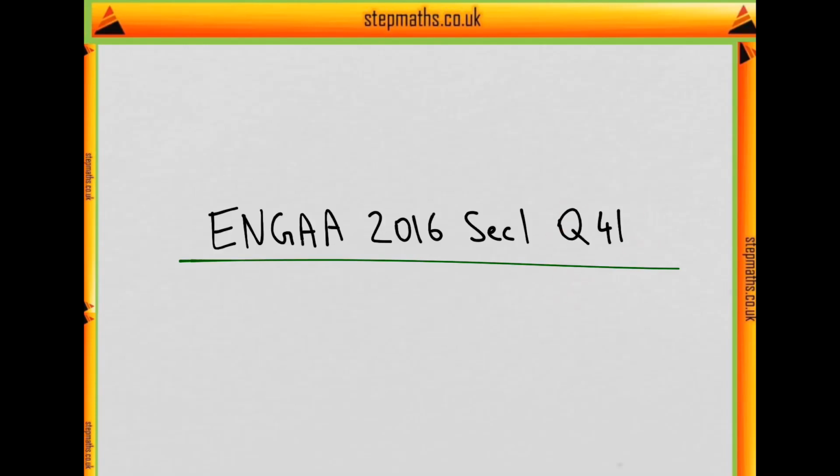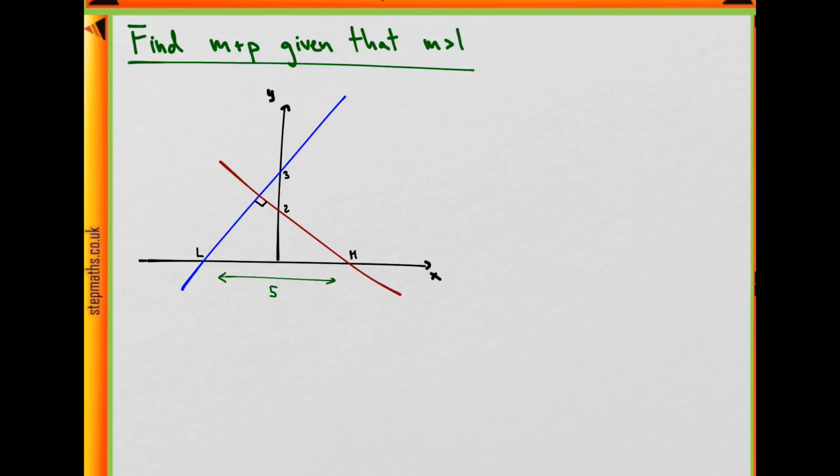This is question 41 from the 2016 paper. In this question we are given two straight lines in the Cartesian plane, one with gradient m, the other one with gradient p, and also y-intercepts 3 and 2, and then x-intercepts L and M. We know that the distance between L and M is 5 units, but we don't know the points' exact position, we just know the distance between them.